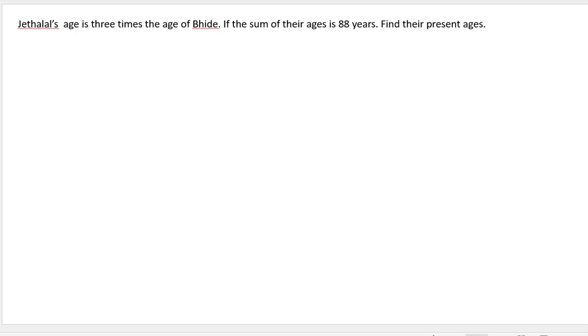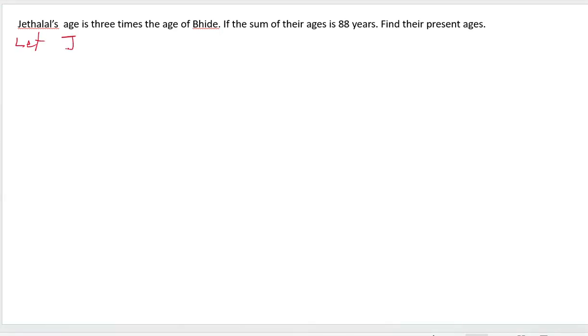Since there is no mention of a ratio in this problem, and there are two people, namely Jetalal and Bide, we have to use X and Y. If there was some ratio given, then we would use only X. But since no ratio is given, and since we have Jetalal and Bide, we use X and Y, and solve the problem as follows.